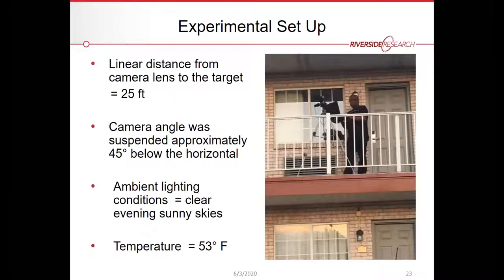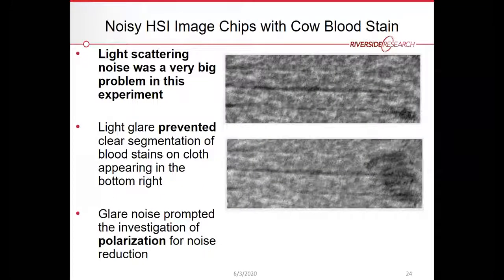Here is the experimental setup, where we have a linear distance between the camera lens and the target of 25 feet, a 45-degree angle of descent, or 45 degrees below the horizontal, and the ambient light conditions were sunny skies with a temperature of 53 degrees. What you see on the right-hand side are two images of the camouflage cloth with blood stains. You can see the blood stain in the lower right-hand corner. The first image has a small amount of blood stain. The second image, a large amount.